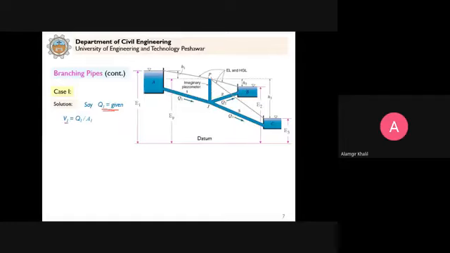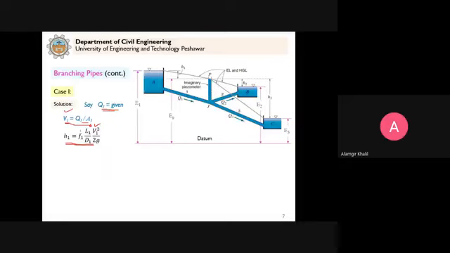You will calculate Q1 divided by A1 in order to get V1. Then H1, which is the major head loss, is given by the Darcy-Weisbach equation: F1 L1 by D1 V1 square by 2G. So now in this case, we need to calculate H1. V1 you put from here. This length and diameter are given.